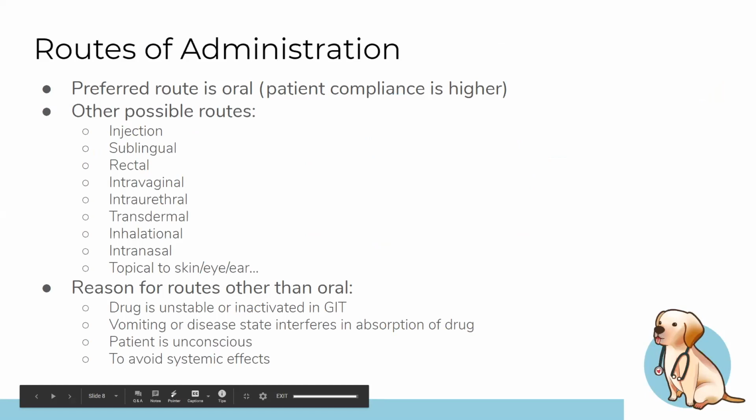So there's lots of routes of administration, but oral is our preferred route because patient compliance is higher. And there's a lot of other routes listed there, which I'm not going to read out, but like injection, sublingual. The reason you might want to use one of these apart from oral is that the drug is unstable or it's inactivated in your GI tract, or vomiting or the disease state interferes in absorption of the drug. Or if the patient's unconscious, then obviously they can't swallow a pill, and to avoid any systemic effects.